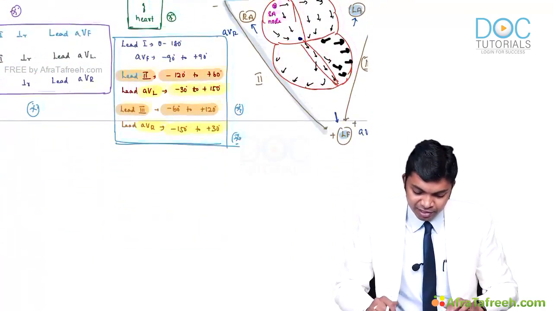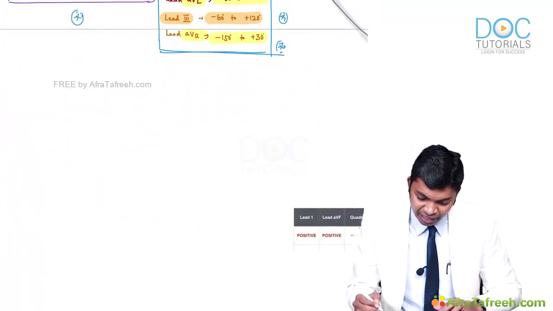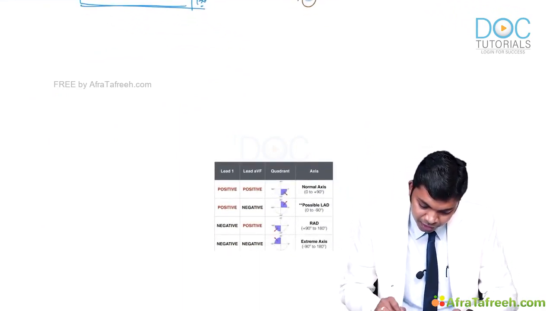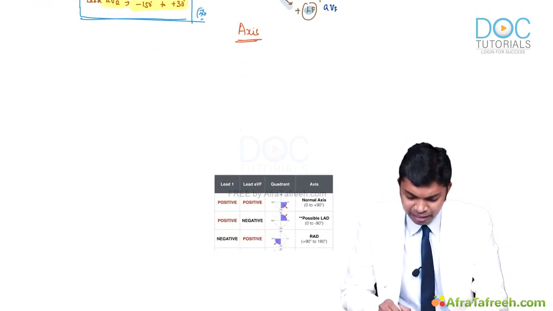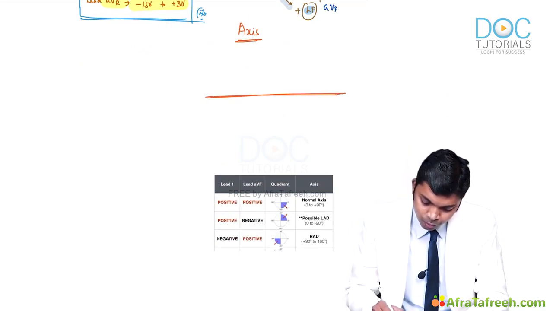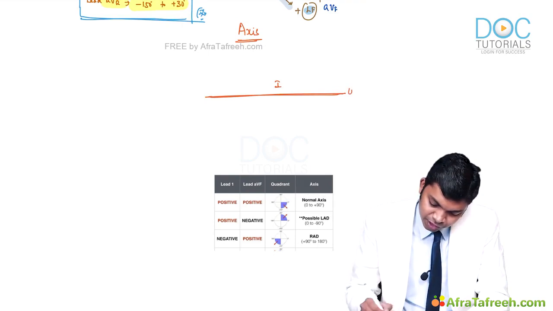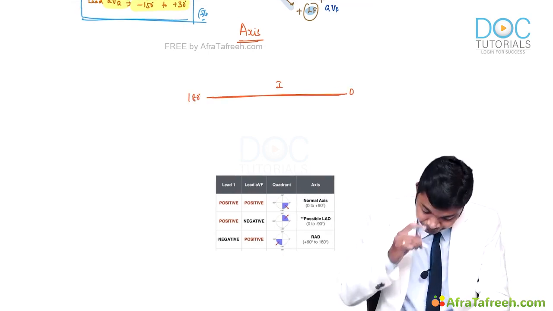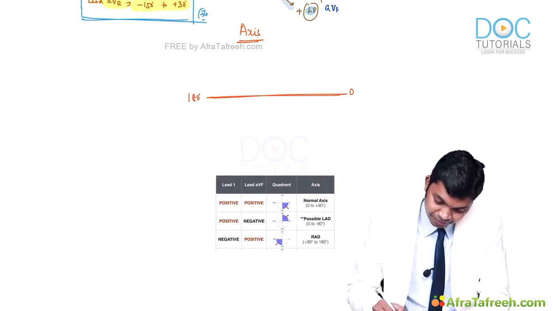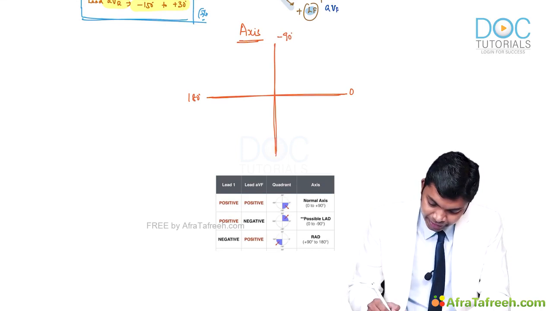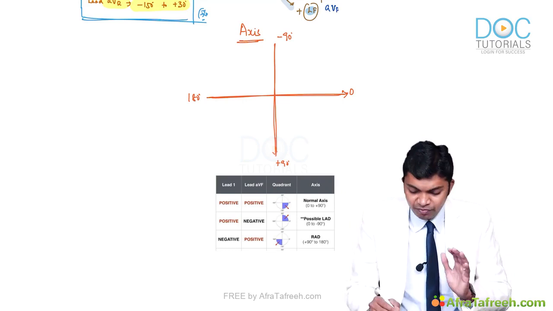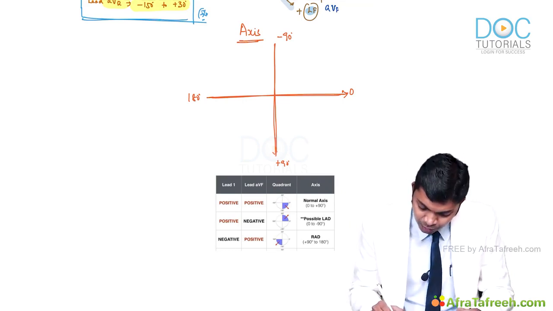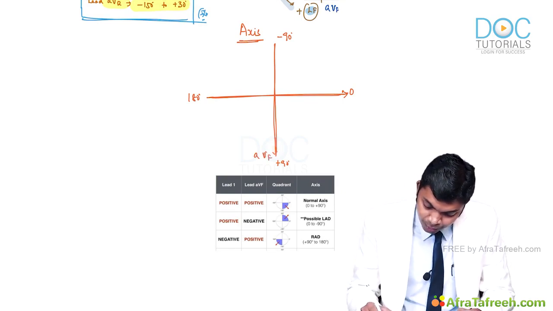In this hexaxial reference system, doctors, when coming to calculation of axis, as a general rule at a simpler level, we will take it this way. This is lead 1, extending from 0 to 180 degrees, and we have lead AVF extending from minus 90 degrees to plus 90 degrees, isn't it? Always, the arrow indicates the active electrode. Now, this is the basic. We are using just two leads to calculate axis: lead AVF and lead 1, doctors, that's it.